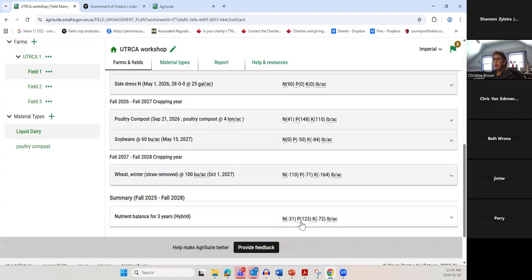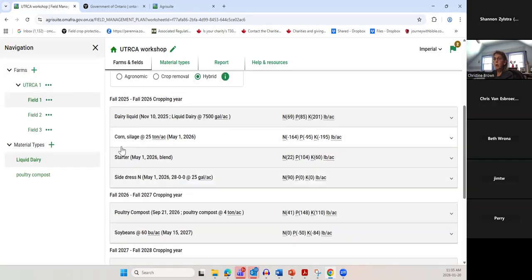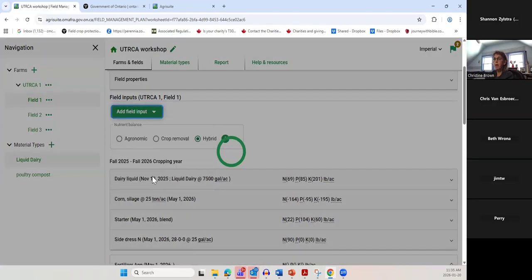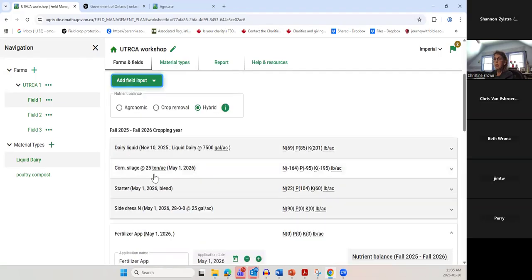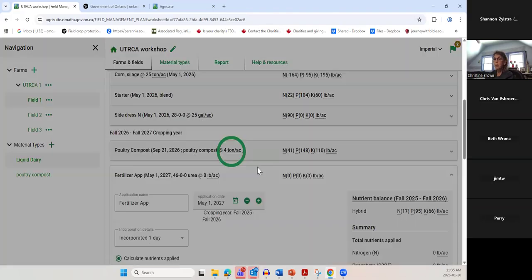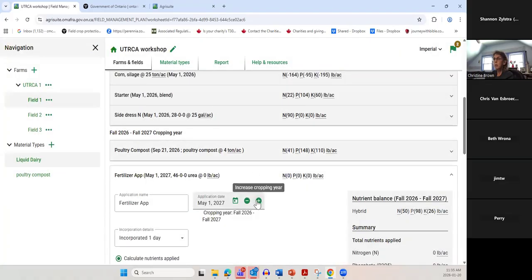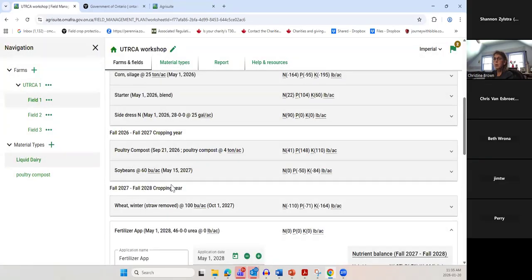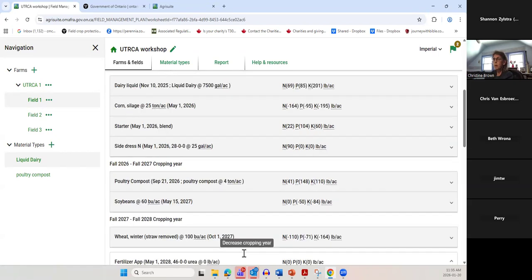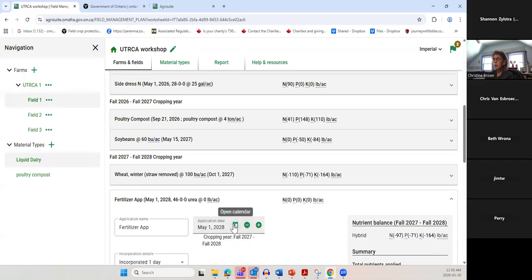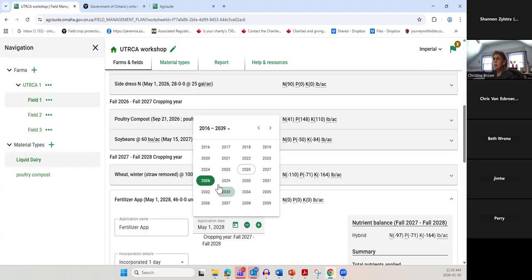And then if I look at the nutrient balance over those 3 years, I'm adding some phosphorus. I'm still low on potash, and I obviously need some nitrogen for my wheat. So again, what I would do is add field input, add fertilizer. I want to add it for the wheat, which is 2027, 28. I want to add that for 2027 and September.